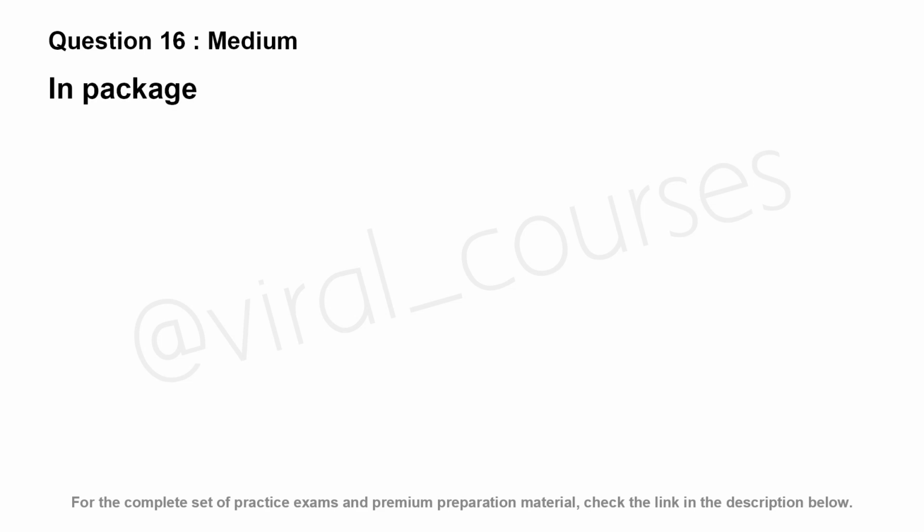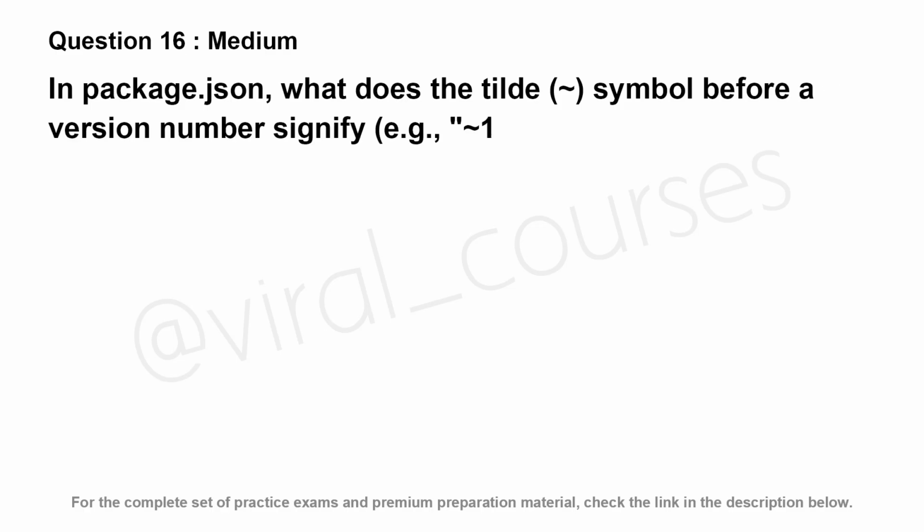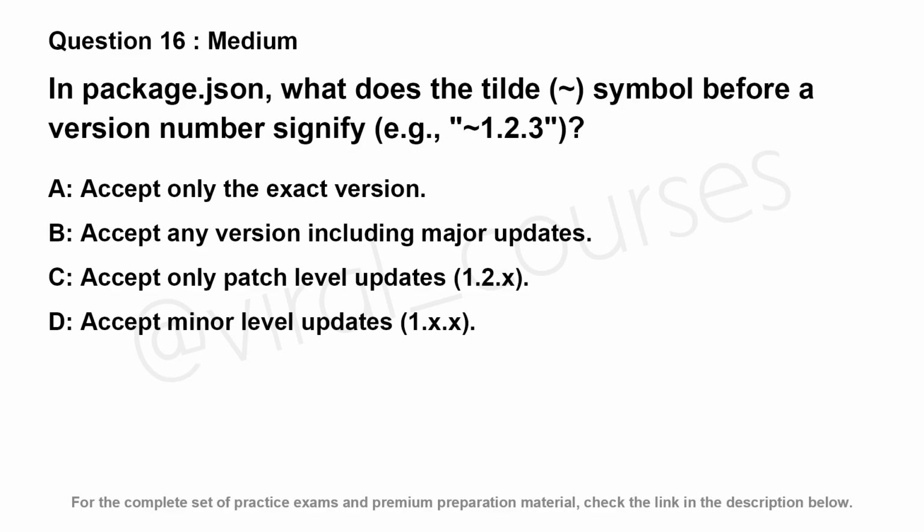In package.json, what does the tilde symbol before a version number signify, e.g., ~1.2.3? Option A. Accept only the exact version. Option B. Accept any version including major updates. Option C. Accept only patch level updates, 1.2.x. Option D. Accept minor level updates, 1.x.